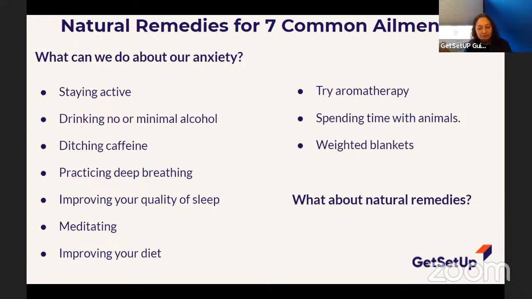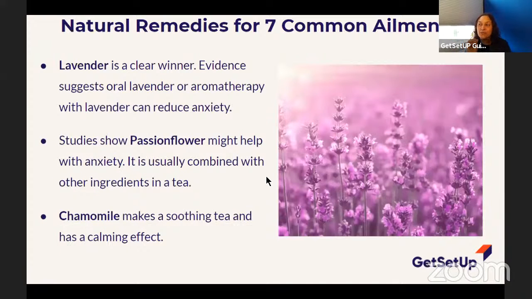The last two I find really interesting. Spending time with animals, just petting a cat or a dog or being around an animal, can help to reduce your anxiety. And also the latest and newest thing are these weighted blankets. I myself don't have one, but they apparently help to reduce anxiety if somebody's feeling anxious, like a child or somebody else. But let's look at specifically what the remedy is for anxiety.